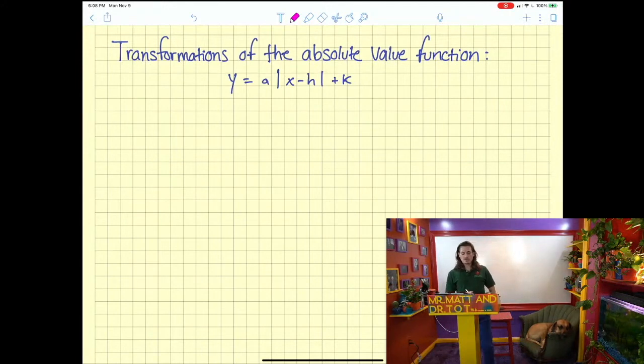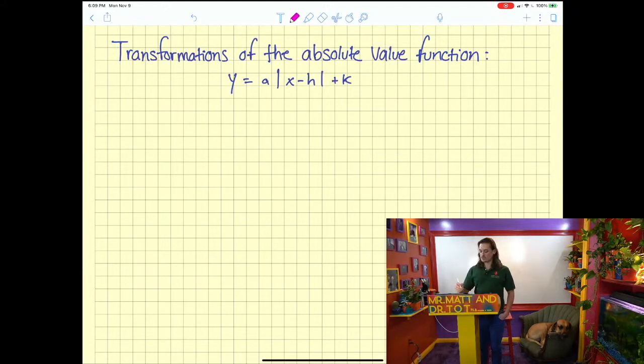Now I want to talk about transformations of the absolute value function. This is actually ubiquitous to many different parent functions. Ubiquitous meaning occurring throughout mathematics. This form allows you to visualize a stretch or shrink factor, and also how to pick the graph up and place it into another position where the vertex is at another point.